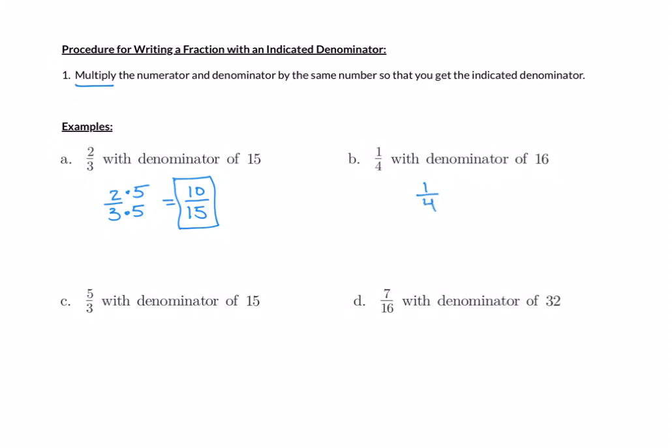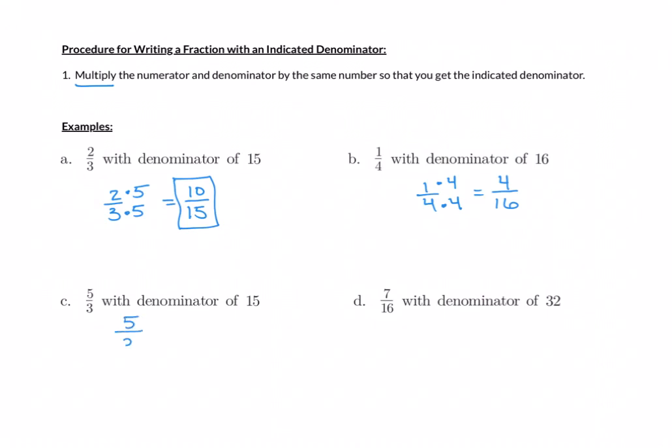Let's try 1/4. I want a denominator of 16. So how do we get from 4 to 16? We want to multiply by 4. And again, whatever we do to the bottom, we do to the top. 1 times 4 is 4. So our new fraction is 4 over 16. All right, a couple more.